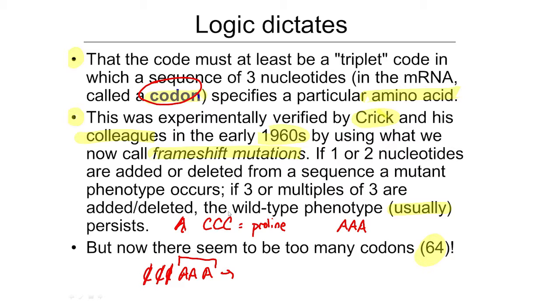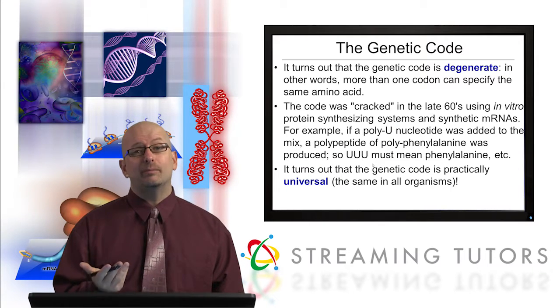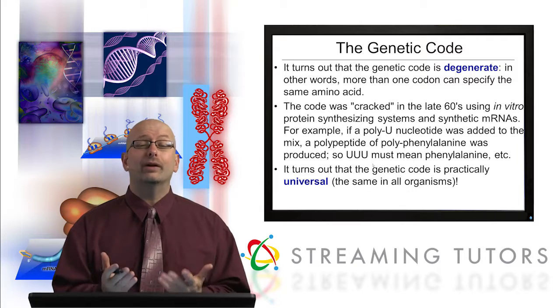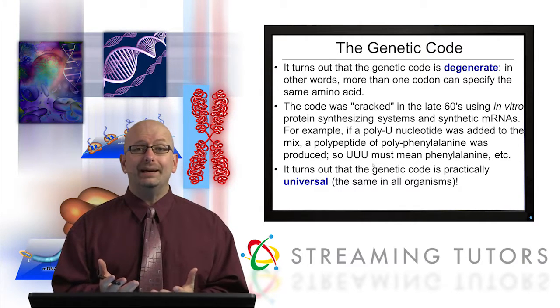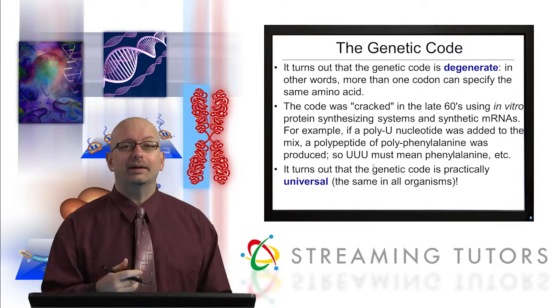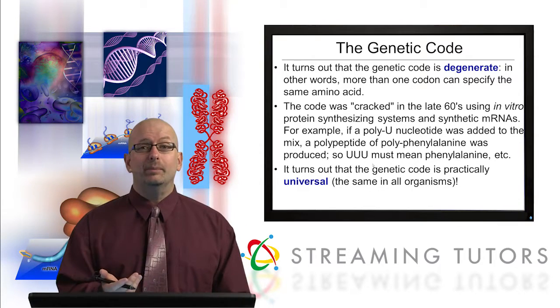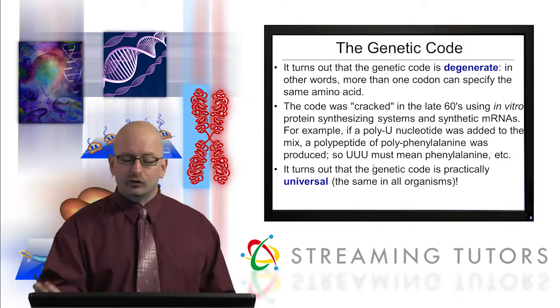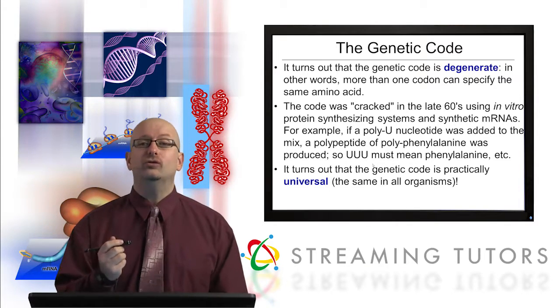So we have to ask ourselves what's going on with that. A lot of experiments, and as you can imagine, a lot of people got excited about not only saying it's a triplet code, but figuring out what all these triplets mean. Actually, it's like breaking a cipher. It's not something human made, it's something that exists in nature. So it turns out that the genetic code is degenerate.